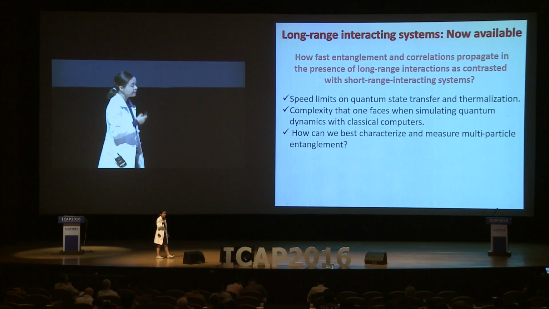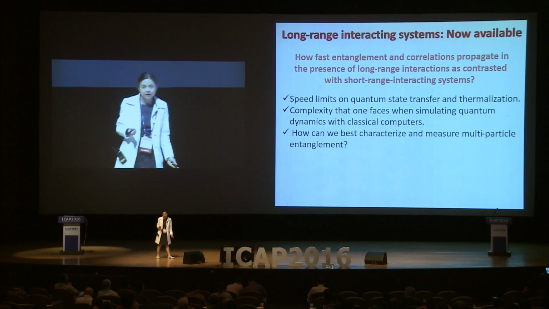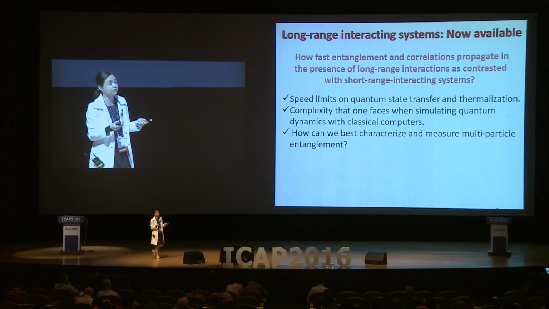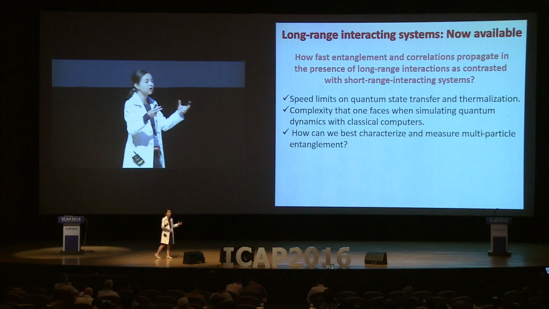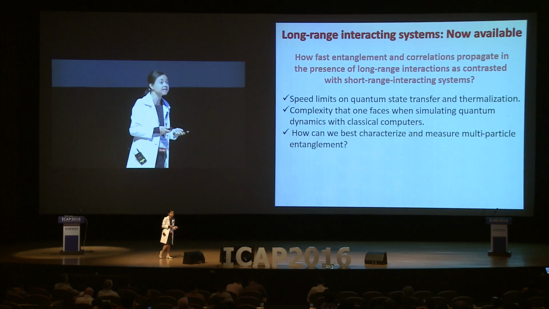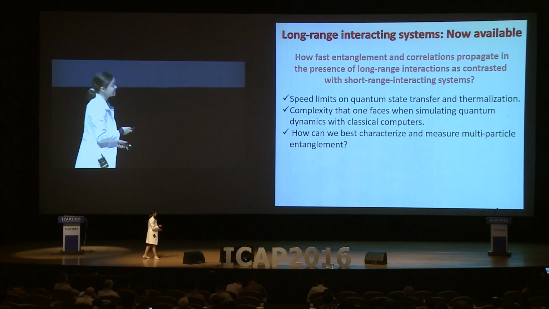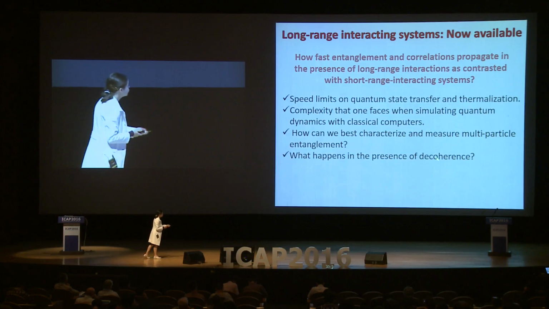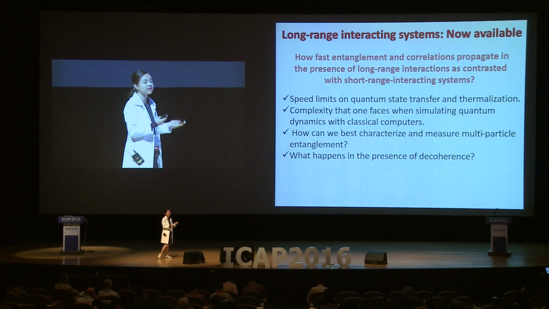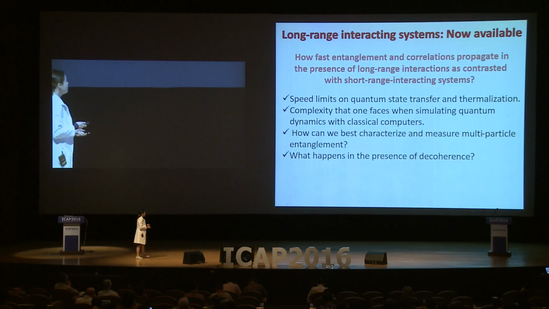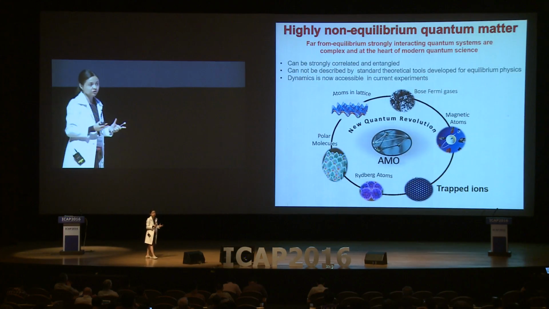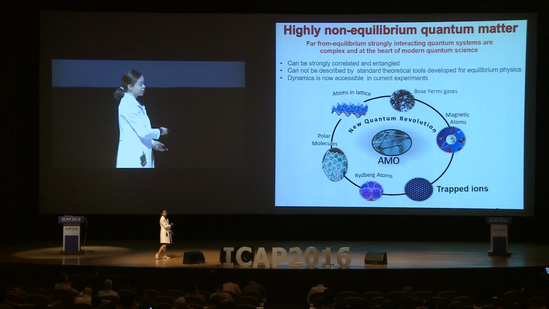And because we want to make connections with experiment, a very important question that we face is how we are going to characterize and measure the development of multi-particle entanglement in experiments, given that most of the time we have to deal with decoherence. So how do we tackle the interplay between entanglement and decoherence? My talk today tries to answer those questions in the context of trapped ions.